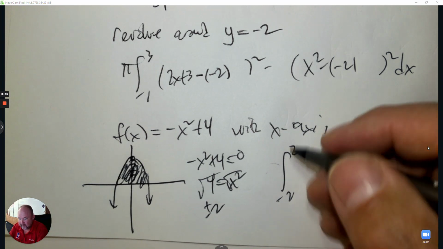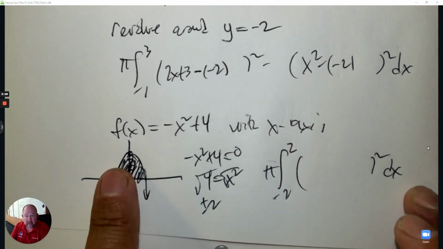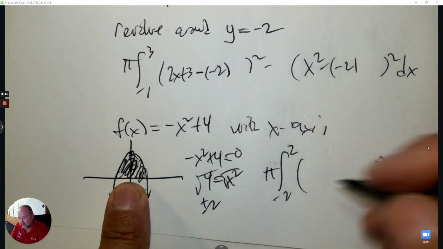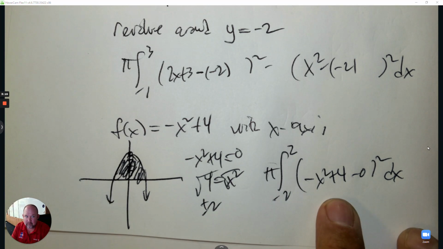We're revolving, so it's pi, and there's only one circle. That's it, because there's no space. And then top subtract bottom is -x squared plus 4, take away 0, or just -x squared plus 4, and you did it.